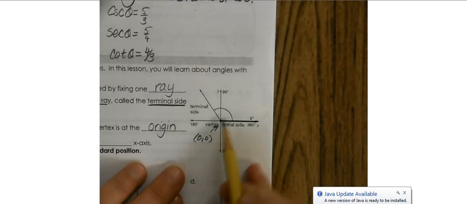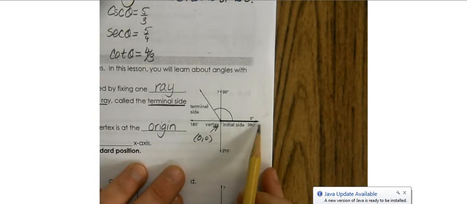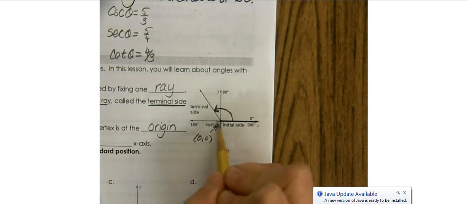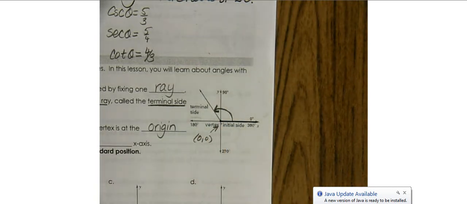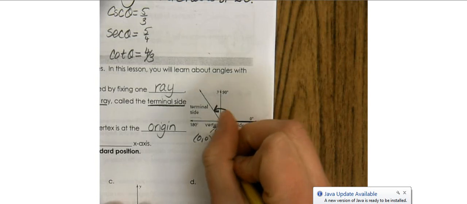We have our initial side lying on our positive x-axis, and then our angle, or our other side, is rotated back, and then it finally ends or lands at some spot. And that's what we call the terminal side. And the reason why I have my arrow pointing backwards is because that's how the angle was rotated. It's also possible that the angle could be rotated the other way.